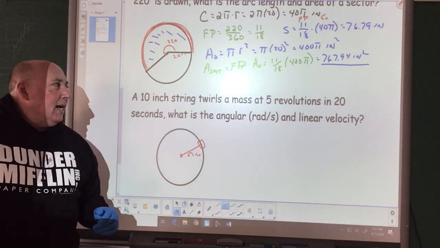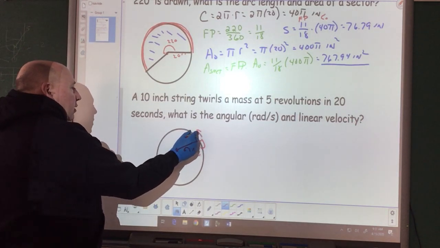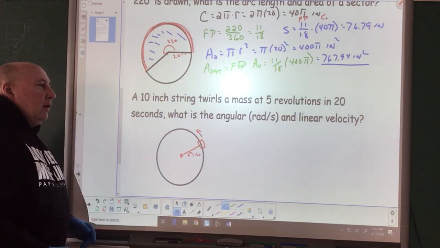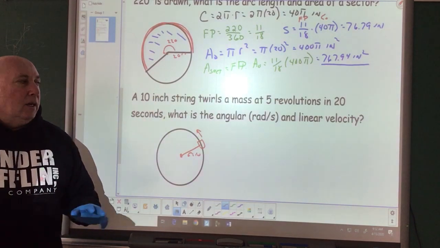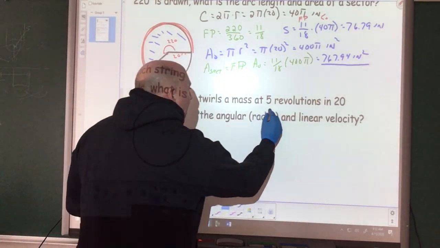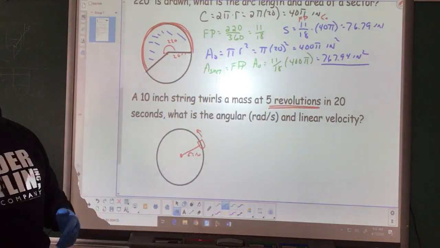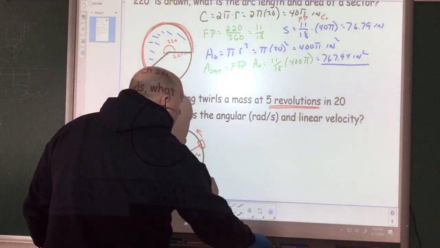Now this mass has 5 revolutions. So it's going around in 20 seconds. The question is, what is our angular velocity in radians? Well, we have 5 revolutions and we have to convert this into radians. And how did we do that yesterday?